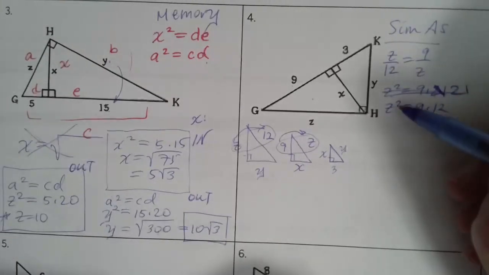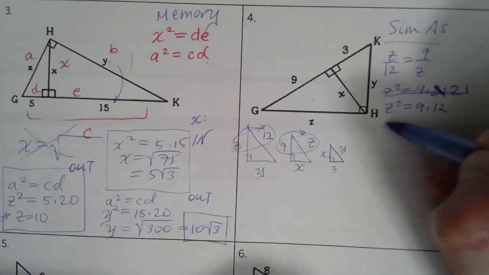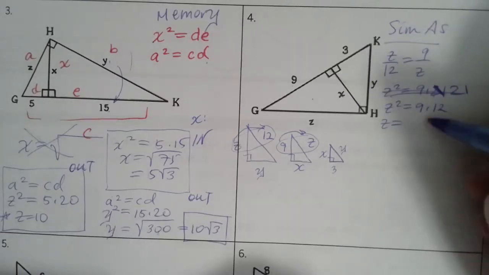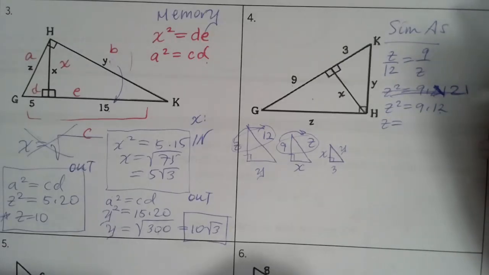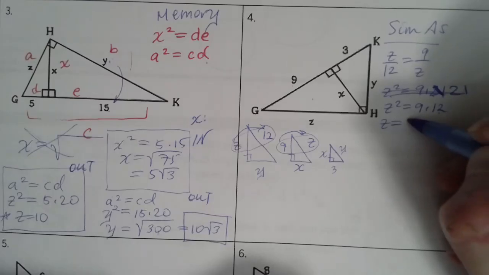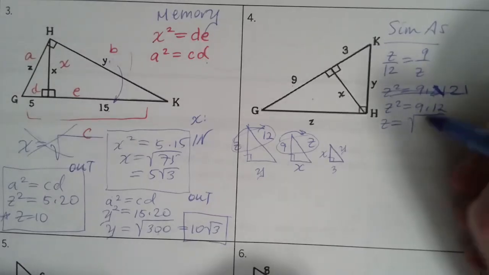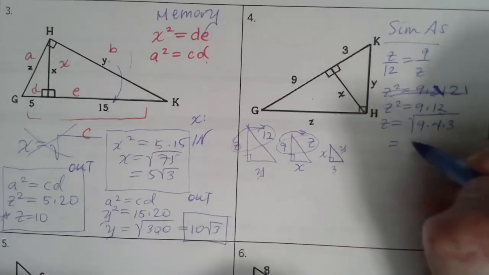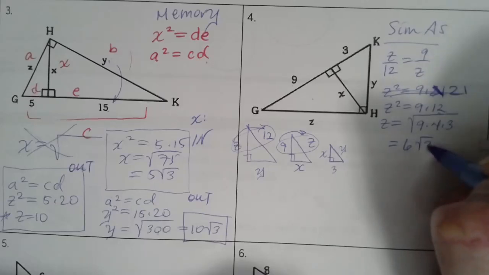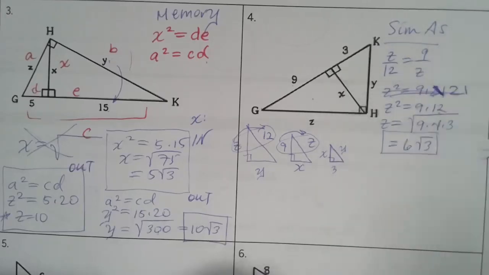Anyways, so Z squared is 9 times 12, and I'm going to square root both sides here. All right. Here, what I see is a pair of 3s and a pair of 2s. So those get to come out of the radical. 3 times 2 is 6, which leaves us with 6 root 3. Okay? Calculator trick still works if you would rather do it that way.